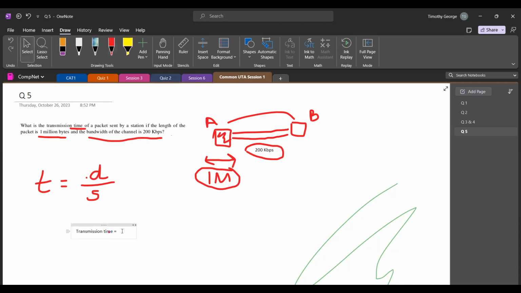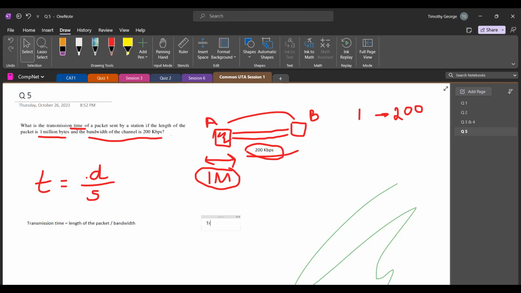So it's going to be the length of the packet, and then you have the speed. And the speed here, you're given, the network has a bandwidth of 200 kbps. That means in 1 second, you're transferring 200 kilobits. So length of the packet divided by the bandwidth. That is all that you need to do.